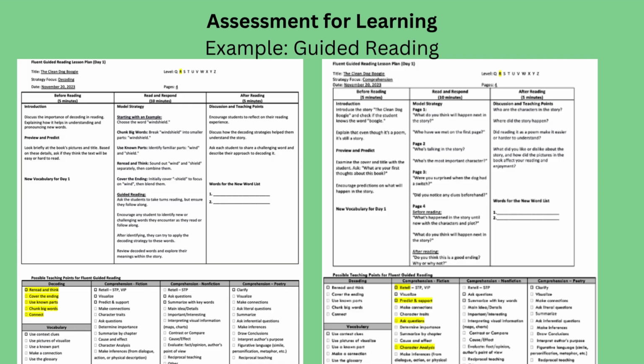Another example I have for assessment for learning is guided reading, as I guide students through a story by asking questions tailored in specific areas where they are struggling. The image in the text is really small, but I used the same story for two groups, but there were different goals. And this was on day one.